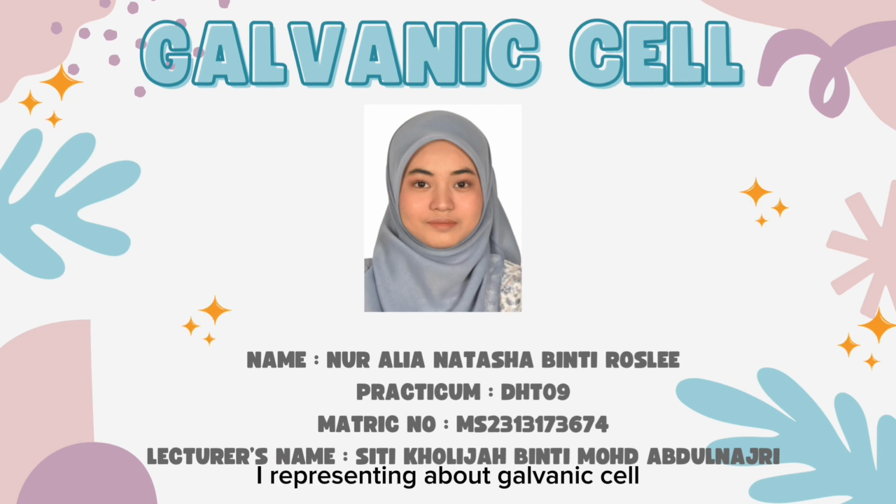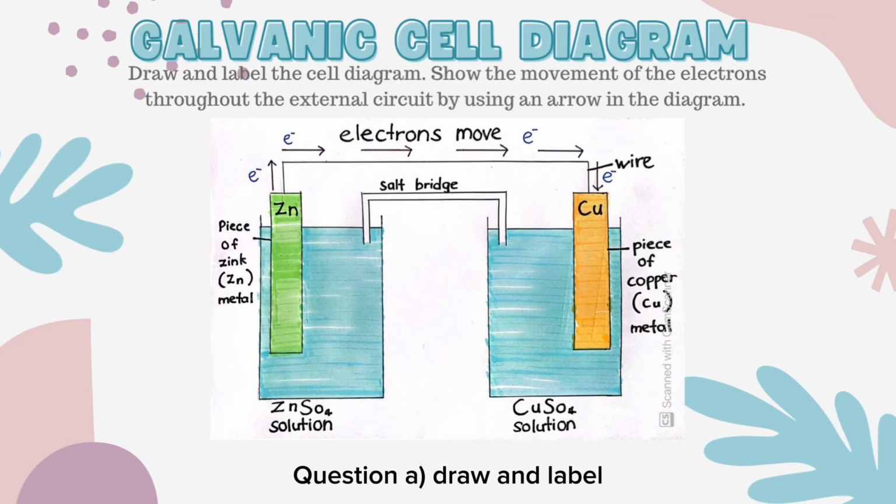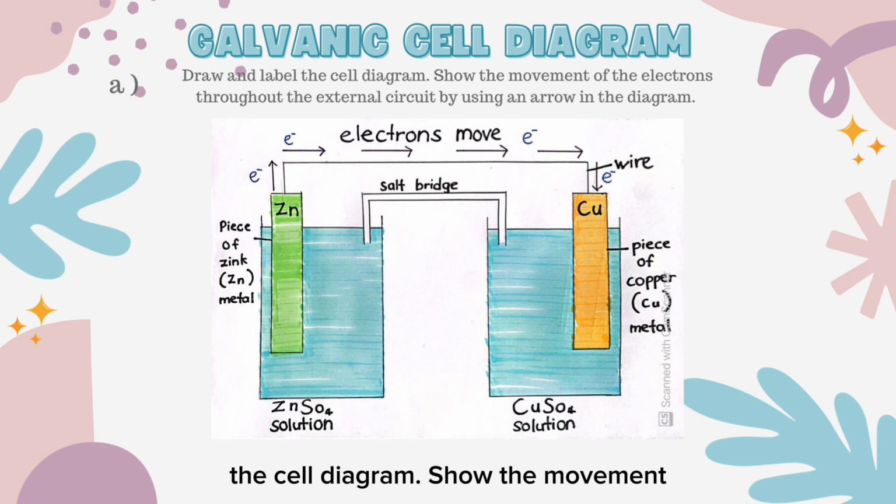I will be presenting about galvanic cell. Question A. Draw and label the cell diagram. Show the movement of the electrons throughout the external circuit by using an arrow in the diagram.